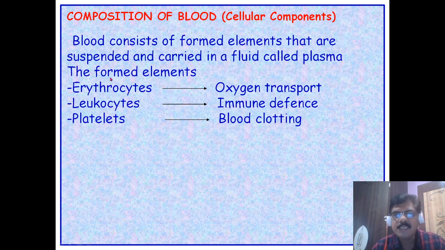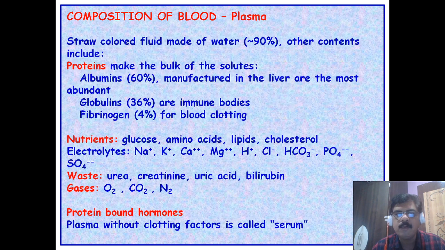Then the blood consists of cellular components, called formed elements, that are suspended and carried in a fluid, which we call plasma. The formed elements are the erythrocytes, or RBCs, which help in the transport of oxygen. Then leukocytes or WBCs are related to the immune defense, our defense system. Then platelets play an important role in blood coagulation. Next comes the plasma.